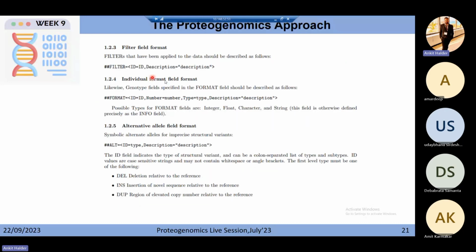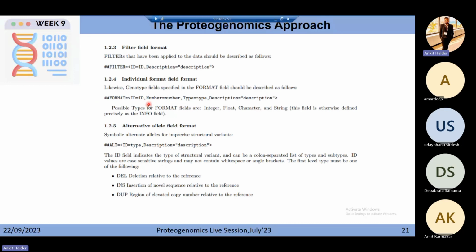Filter ID and description. As you can see with the filter quality, you can remove certain IDs, certain chromosome numbers, or positions if you want to. Then the alternative allele field format. All these formats should be maintained.